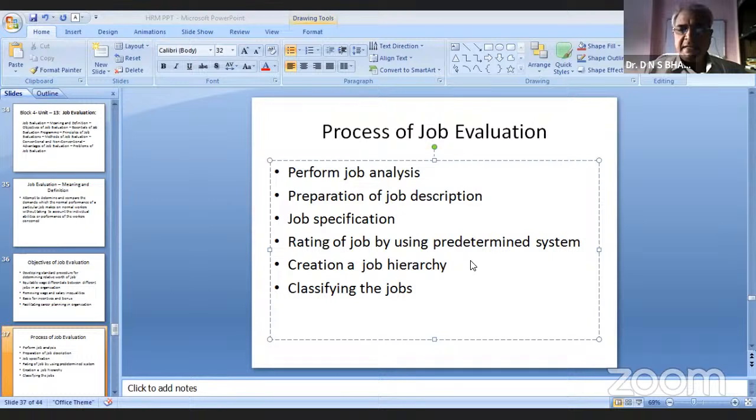So once you have rated the jobs against the predetermined system, then create the job hierarchy. Which job is lower rank, which job is higher rank. In the same way, assistant manager, manager, senior manager, general manager, like that hierarchy is to be set up. Then classify the jobs on the basis of their criticality. These are the various important processes you have to follow.